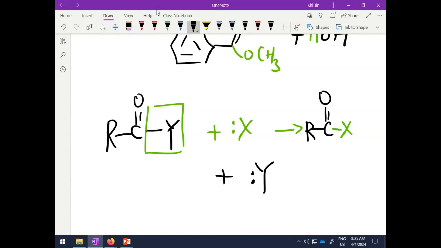So how do we know which direction the reaction will be preferred? There's a very simple principle that will dictate the direction of the reaction. How do you know? What is this principle and how do we apply it?